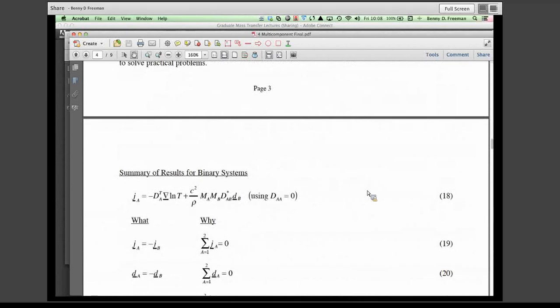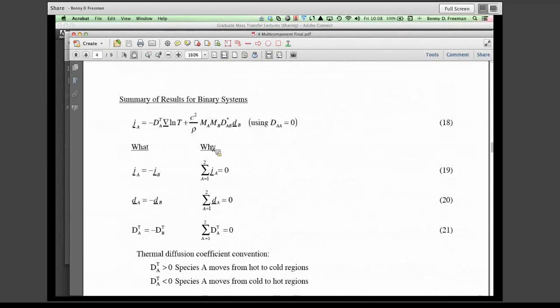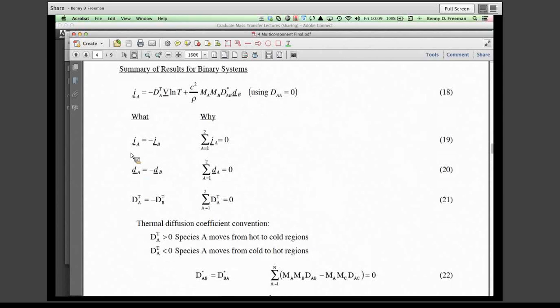And so for binary systems, we start with the general expression for mass flux. And I've gone ahead and evaluated the sum here, assuming that D_AA is equal to 0. In binary systems, the generalized driving force of A is equal to minus that of B because of this relation that requires them to sum to 0. That's the relation that we'll ask you to prove in homework. The diffusive mass flux of A is equal to minus that of B. Again, this is a relationship we've seen previously.